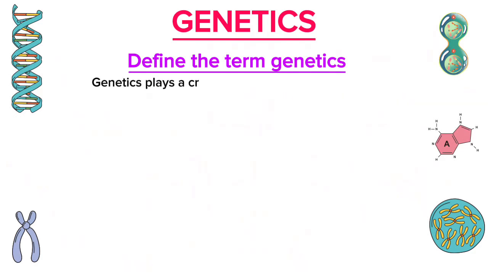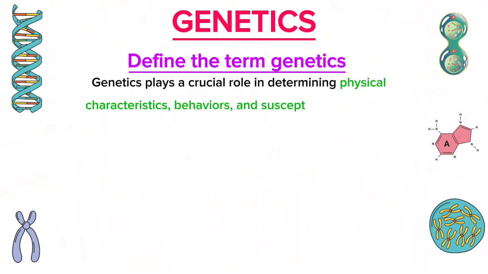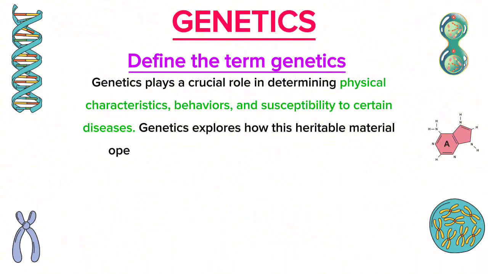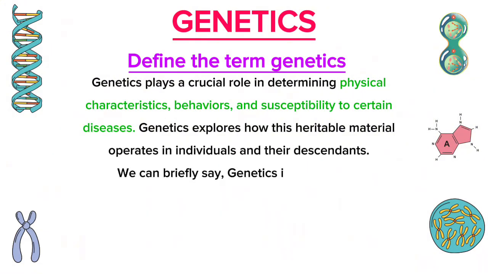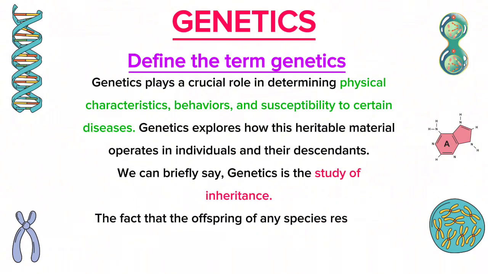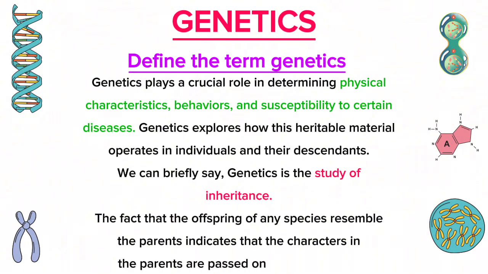Genetics plays a crucial role in determining physical characteristics, behaviors, and susceptibility to certain diseases. Genetics explores how this hereditable material operates in individuals and their descendants. We can briefly say genetics is the study of inheritance. The fact that the offspring of any species resemble the parents indicates that the characters in the parents are passed on to the offspring. Up to there, we have clearly defined the term genetics.